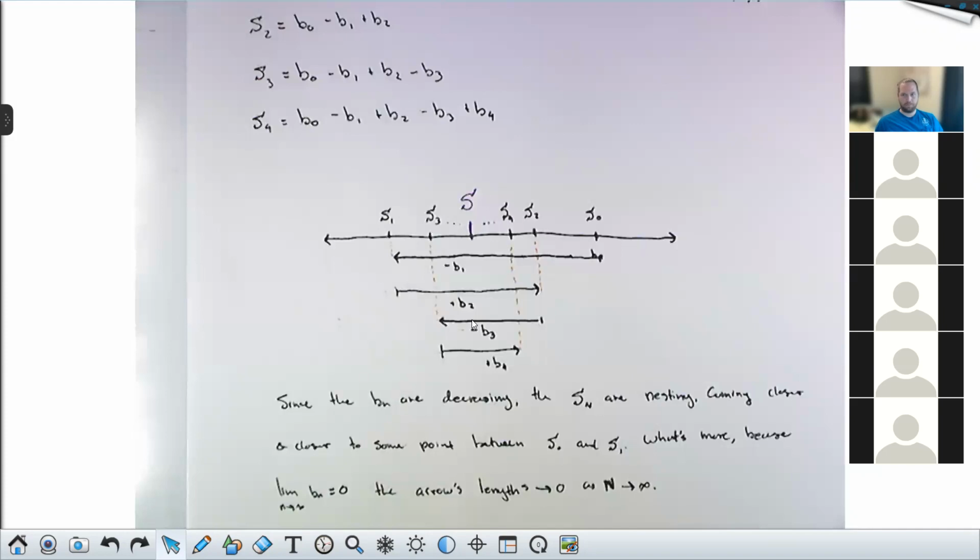Yeah, so it's true that the graph of the ANs here would look like a damped harmonic oscillator. They're bouncing back and forth and getting smaller and smaller. The idea is that the partial sum of those is also bouncing back and forth and getting closer and closer to some number S.